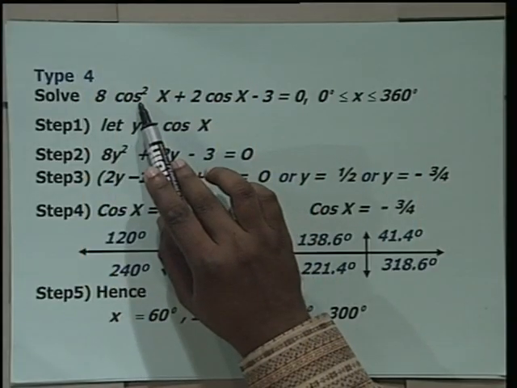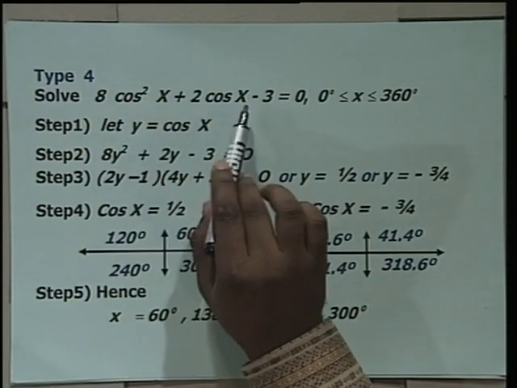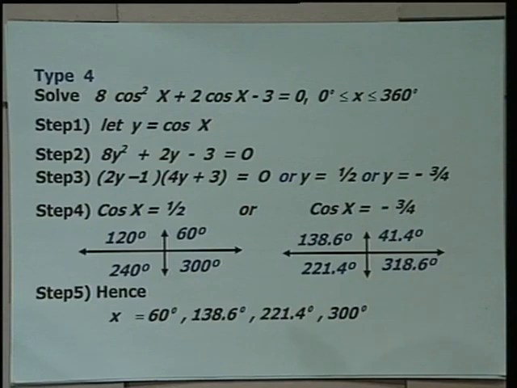Let us look at the next type of equation. Here we'll assume that you are familiar with quadratic equations and the methods to solve them, which you have studied in Form 5. So let's look at the example: 8 cos squared x plus 2 cos x minus 3 equal to 0. It's a quadratic equation in cos.